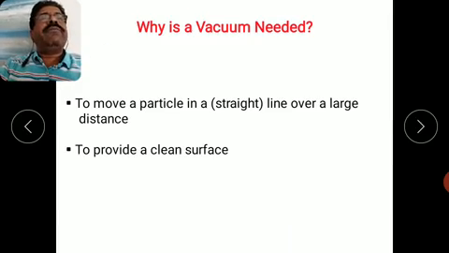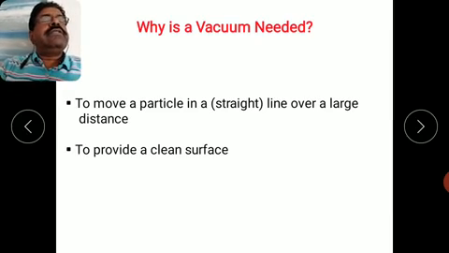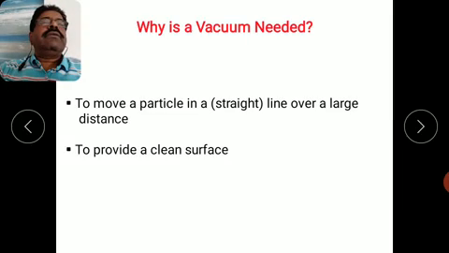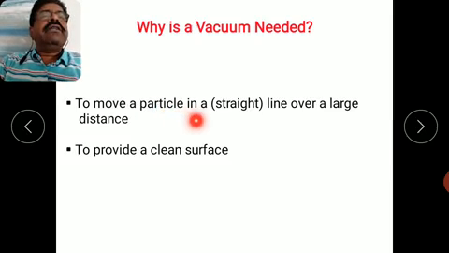Then the very basic question that may arise in your mind is why we need a vacuum. In different technologies or in different manufacturing processes, there are certain requirements. The first requirement is that in certain applications, we need to move a particle in a straight line over a large distance.